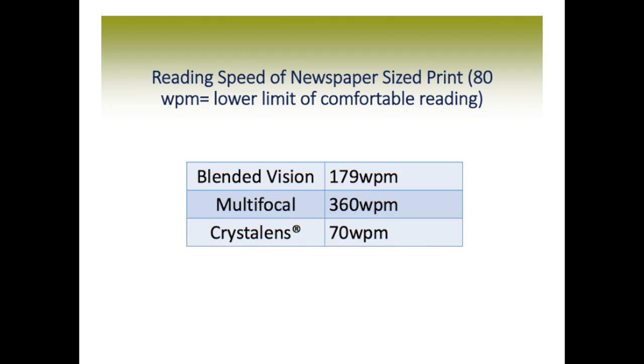So look here, with blended vision, the patients were seeing newspaper-sized print at 179 words per minute, which was very good. Multifocals, as I said, do fantastic at near, have a little trouble at intermediate, and then the crystal lens, look, below 80 words per minute. And so again, with the crystal lens, you probably have to combine it with blended vision.